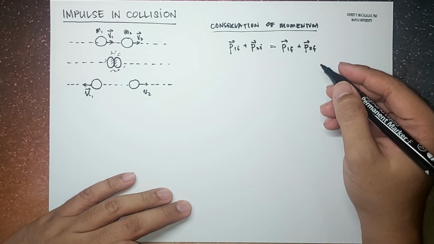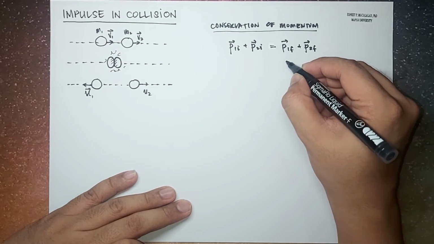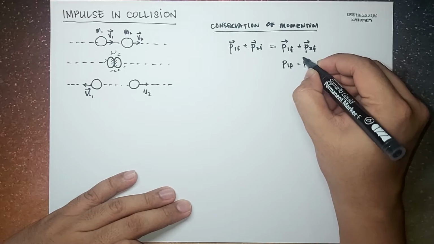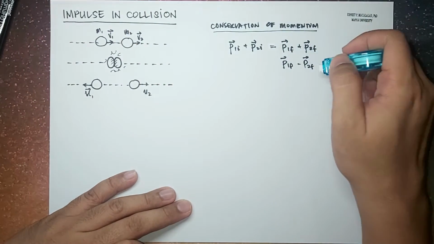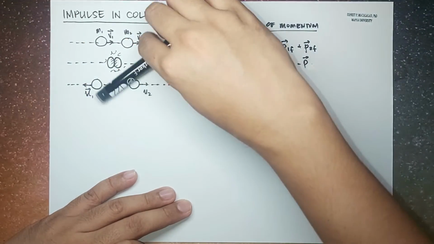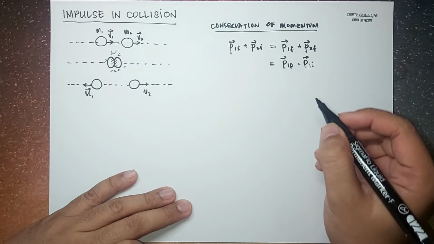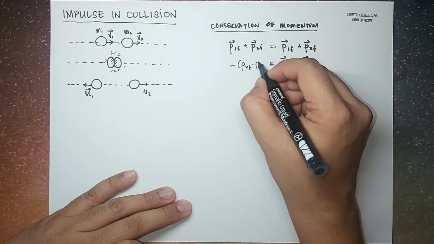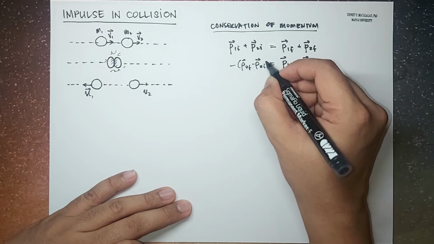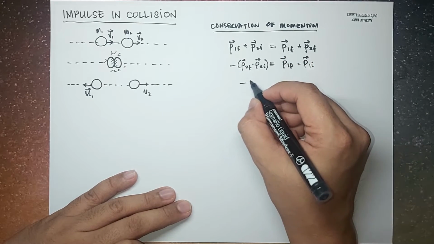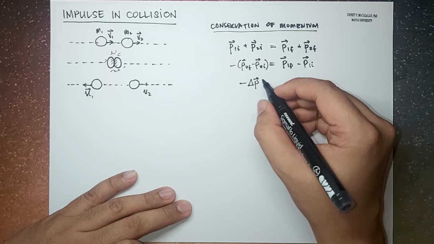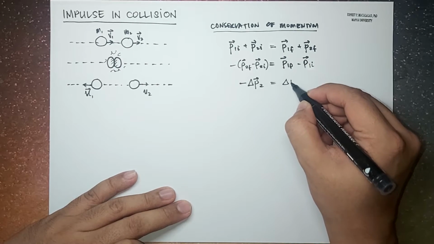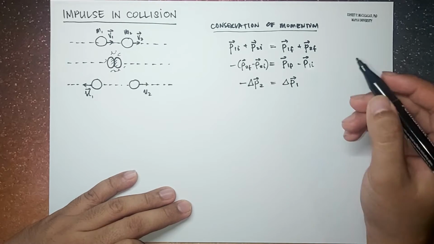So that means the change in momentum, P1F minus P1I, is equal to negative (P2F minus P2I). So whatever the change in momentum of the second particle, that is equal to the change in momentum of the first particle.